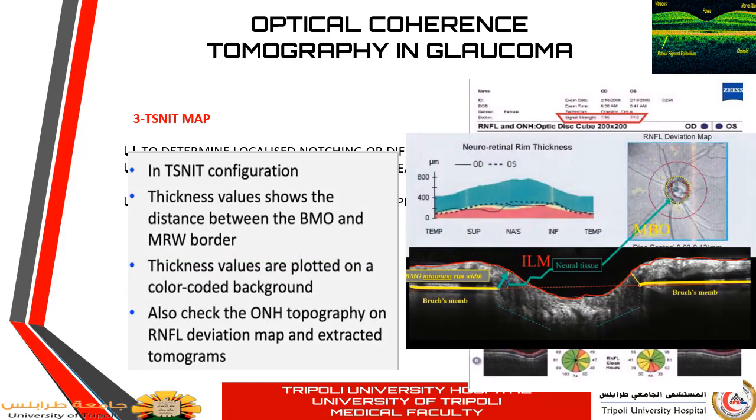So this slide shows exactly how we measure the neuroretinal rim. The termination of the yellow line is the termination of the Bruch's membrane, and the red line is the termination of the internal limiting membrane. The green line in between is the neuroretinal rim.